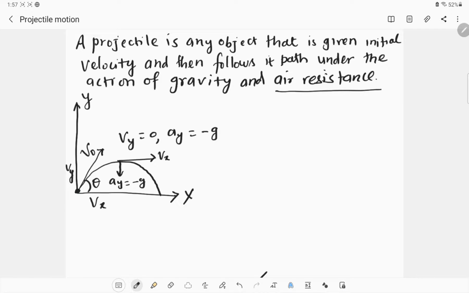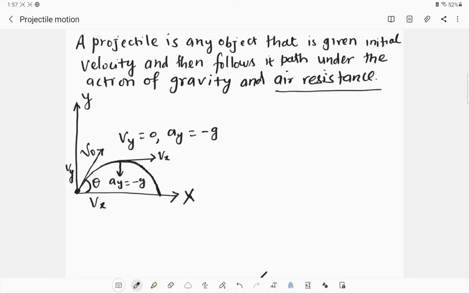If you launch a projectile from here, any object, with initial velocity v naught, at an angle theta with the positive x-axis, then it will follow this kind of path, and this path is said to be the trajectory. The path followed by a projectile is called its trajectory. In general, the trajectory of a projectile is parabolic in nature.